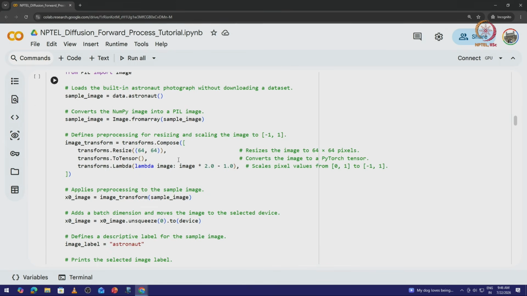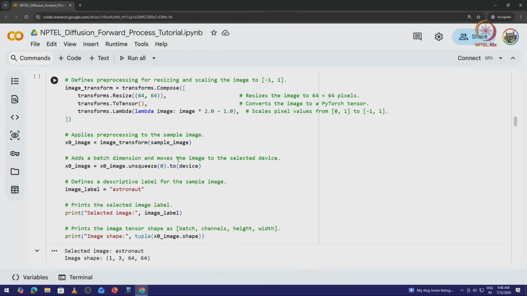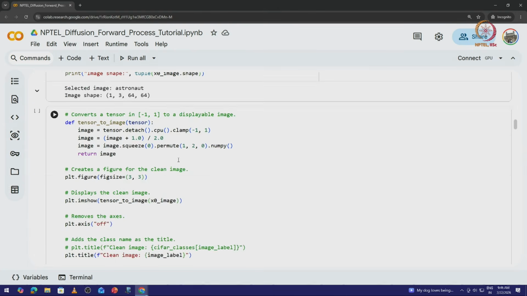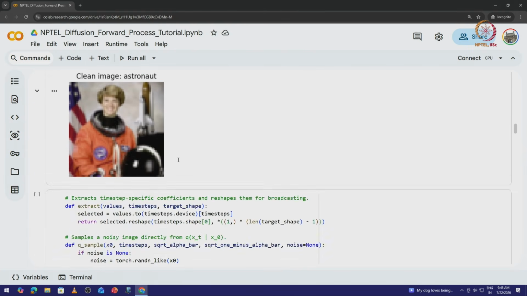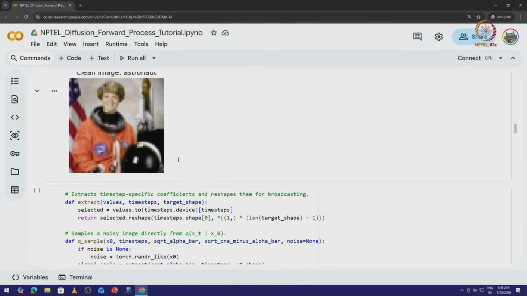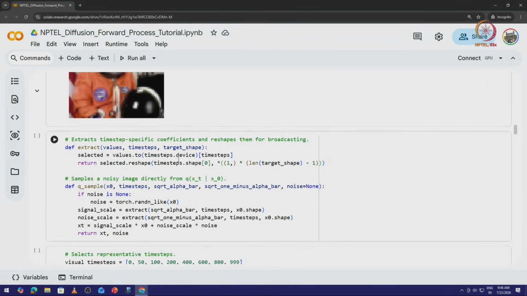So, we take an image. We simply load an image using skimage, an astronaut image which is commonly used in these experiments, you might have seen. If you display the image it looks like this. That is the original image, and you can now extract timestamp-specific coefficients you need to calculate, as we have defined already the alphas and betas.